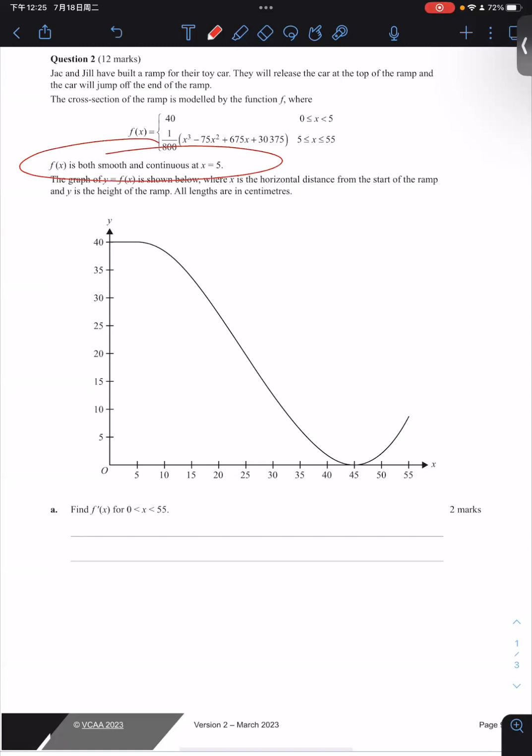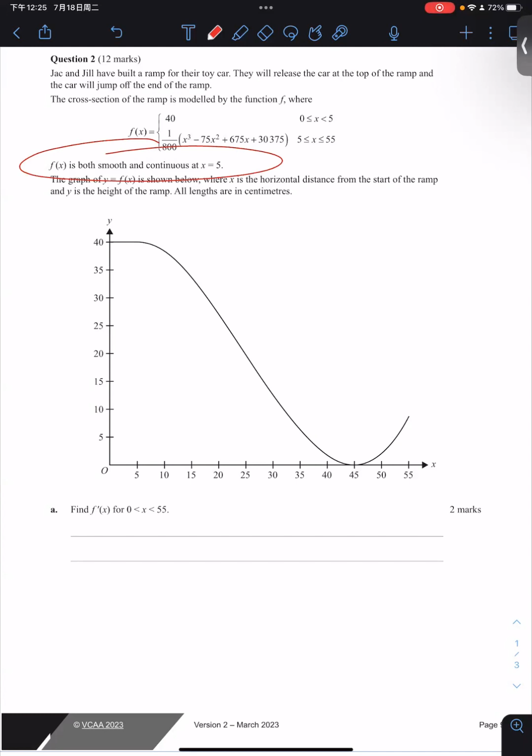That is very important. That means at the moment when x equals 5, the derivative of the first part of the function is exactly the same as the derivative of the second part of the function. So we are not getting a situation where, substituting x equal to 5, the derivative on the left part is different from the right part.